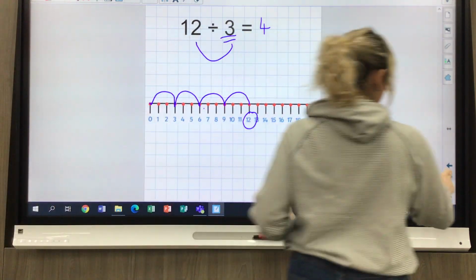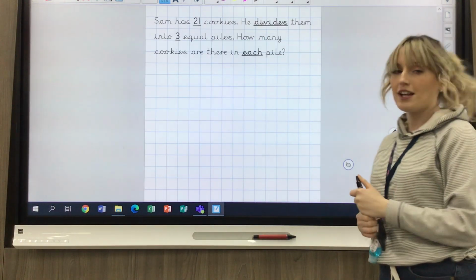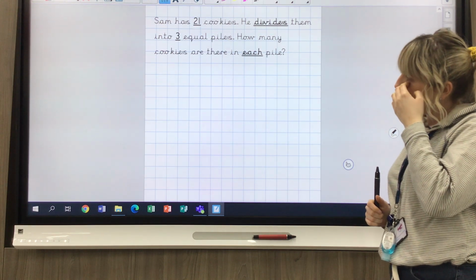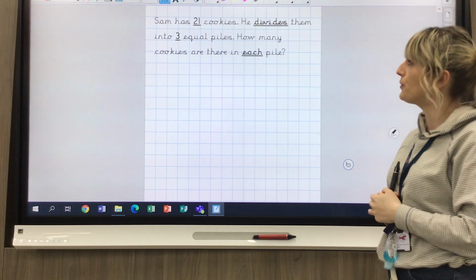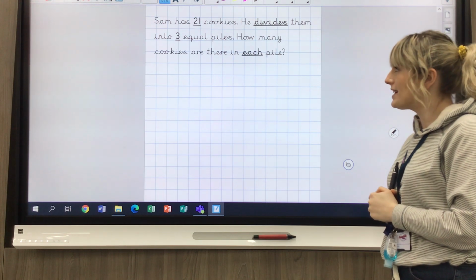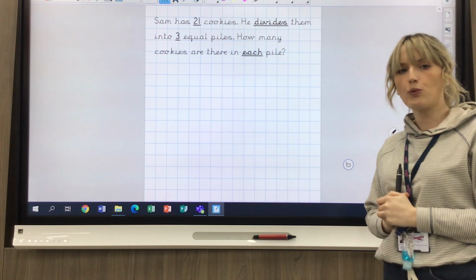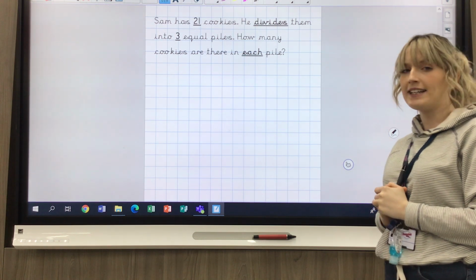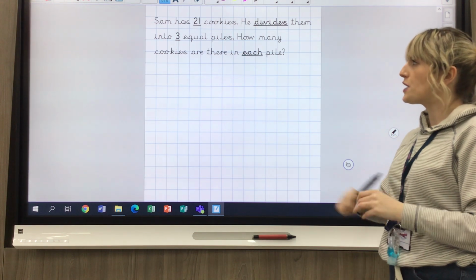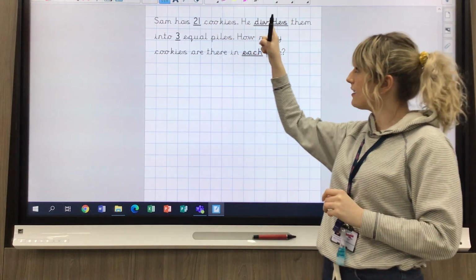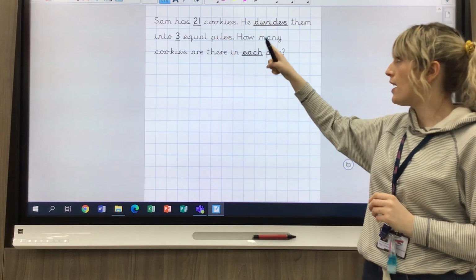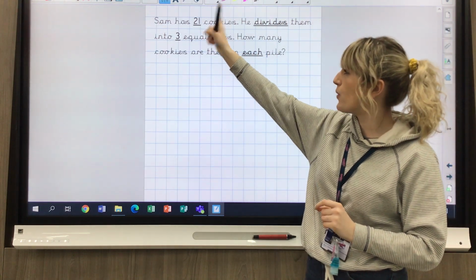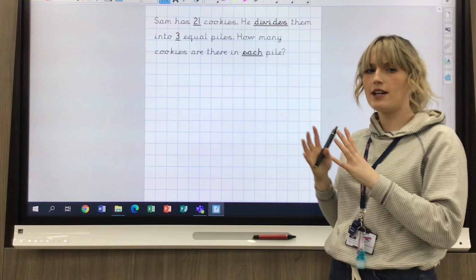Okay, next one. So this is a similar question to one of yours. It says, Sam has 21 cookies. He divides them into 3 equal piles. How many cookies are there in each pile? So you can spot the key numbers or the key words have been put in bold and have been underlined. So Sam has 21 cookies. So 21 is a key number.